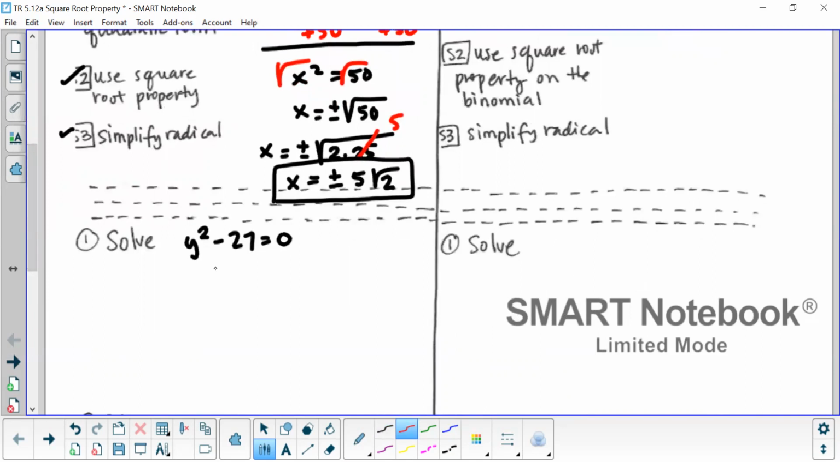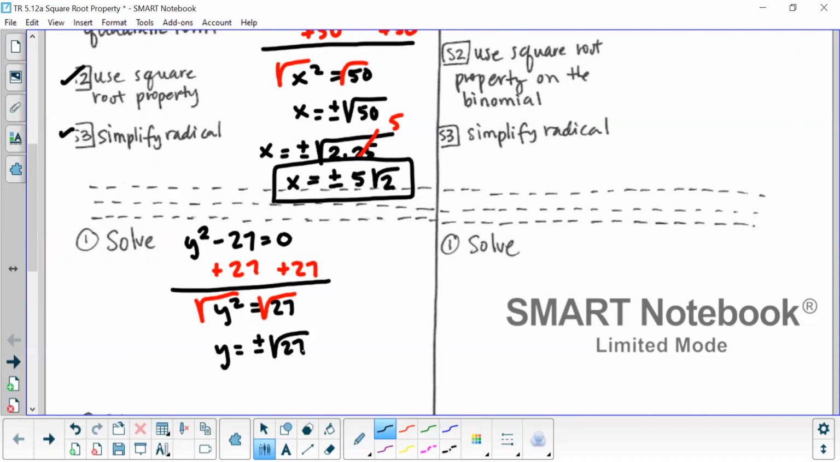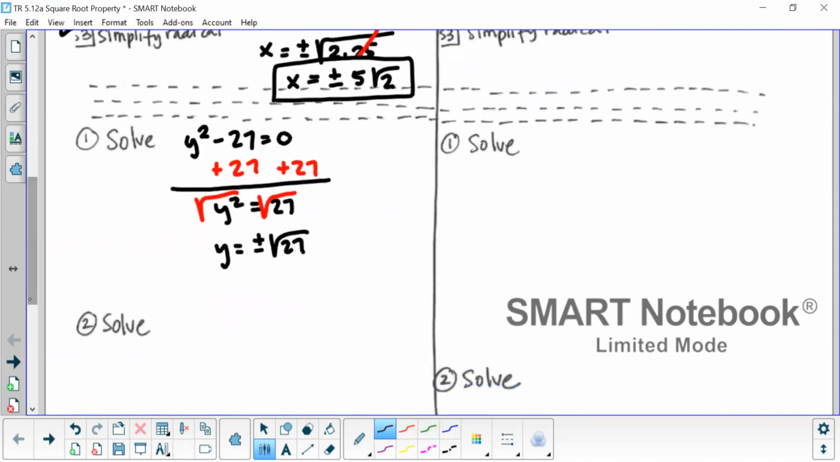Okay, you should have started by adding 27 to both sides. That gives me y squared equals 27. Here's where we apply the square root property. y equals positive and negative versions of the principal root, the square root of 27. Now we simplify the radical. I'm going to factor 27 into 9 times 3 because 9 is a perfect square. The square root of 9 is 3, so I bring out 3. And my final answer is plus or minus 3 radical 3.